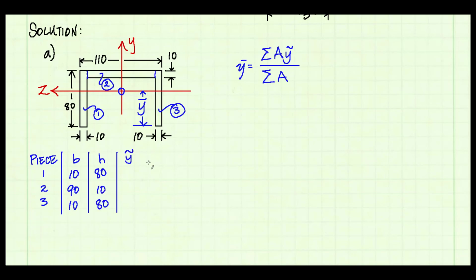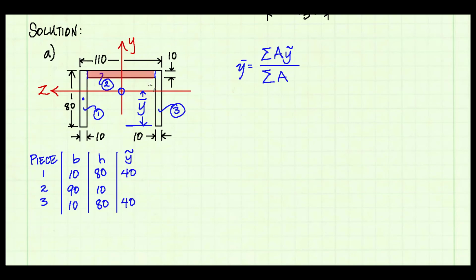The next thing I need to find is the location of y tilde. Now y tilde is the centroid of the piece, as measured from the same axis we're finding y bar. And I've decided to find y bar from the bottom of this cross-section. And so I'm going to find y tilde relative to the bottom of the cross-section. For example, in piece number 1, y tilde is 40 millimeters up from the bottom. And that's the same for piece 3.